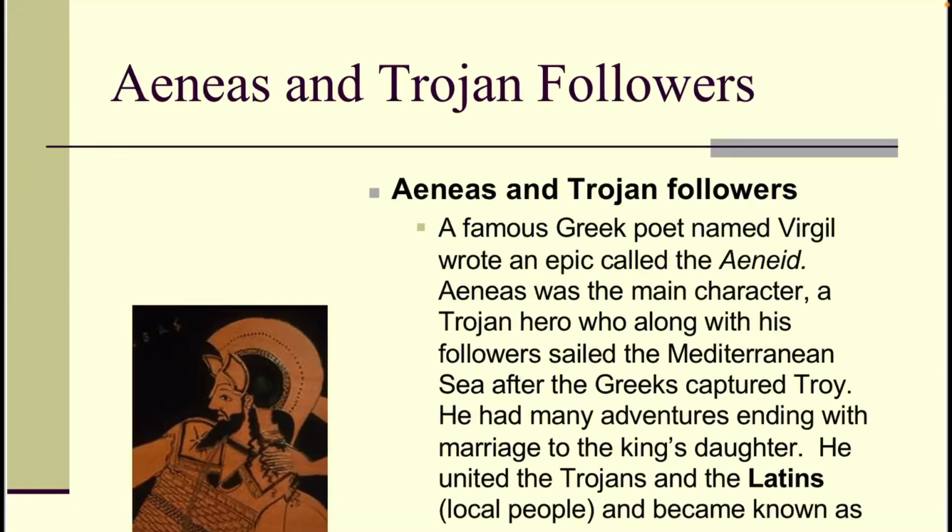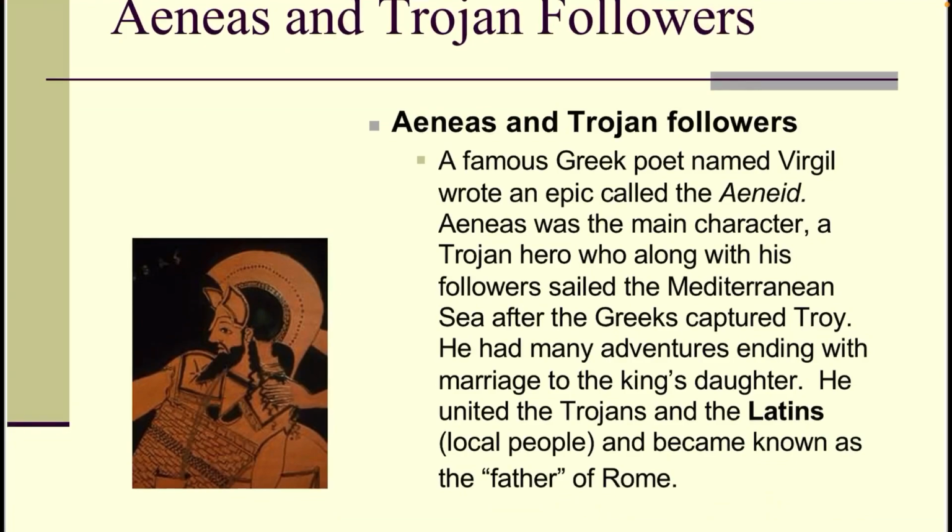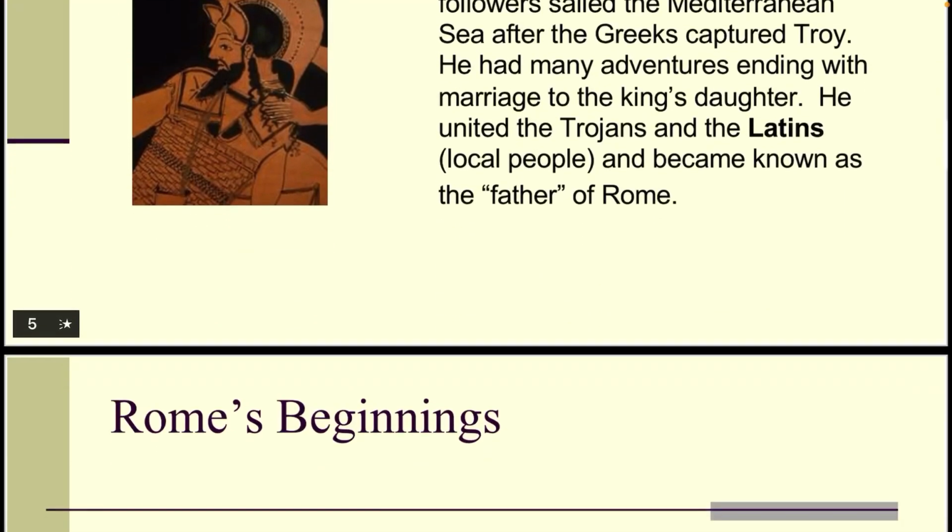Now, our second major myth is Aeneas and the Trojan followers. So basically, a famous Greek poet named Virgil wrote an epic, the Aeneid. Aeneas was the main character in this epic, and he was a Trojan hero, and along with his sailors, they sailed across the Mediterranean Sea after the Greeks captured Troy, so they just said, nope, we're out, we're not having this. So they just left Troy, and he had many adventures, ending with his marriage to the king's daughter. Later, he united the Trojans, the Latins, who were the local people at the time, and he eventually became the father of Rome.